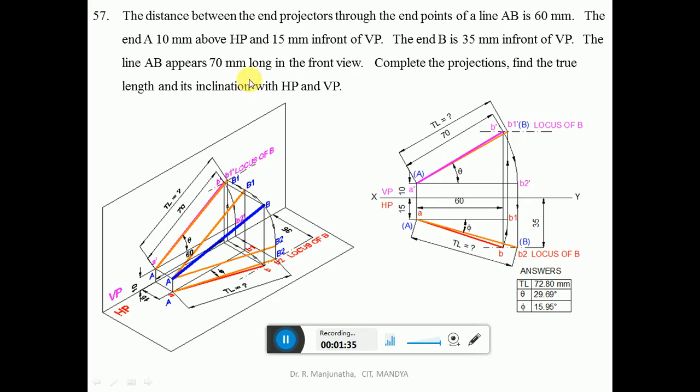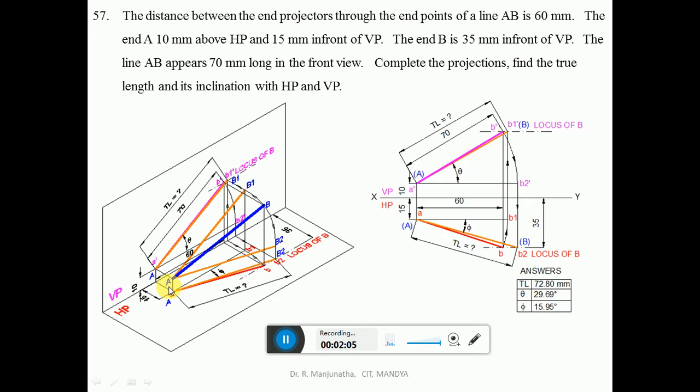And the distance between the end projectors through the endpoints of the line AB is 60 mm. Since we have the locus of B in the top view, when you look from the top view, you can see the distance between the end projectors. So from this projector of A, you measure a distance of 60 mm and draw a vertical projector which will cut the locus of B in the top view. You mark that point as small b, then join small a and b with a dark line.